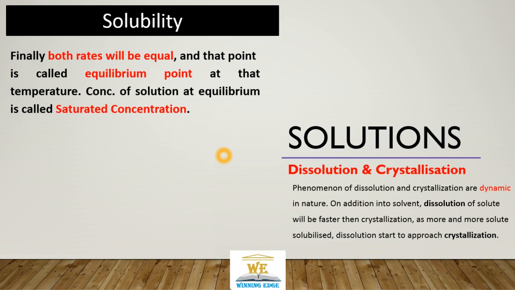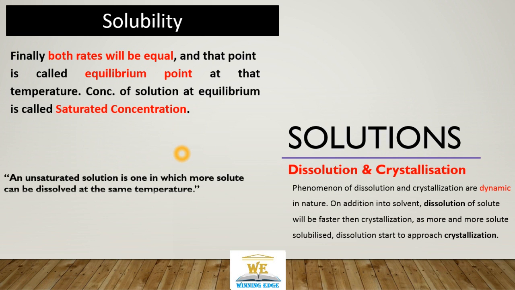But what is actually happening at the molecular level? At the molecular level, both dissolution, meaning the sugar going into water, and crystallization, sugar coming out of water as a solid, become equal. And that's what we call a dynamic phenomenon. And the concentration at that point is called saturated concentration. An unsaturated solution is one in which more solute can be dissolved at the same temperature.